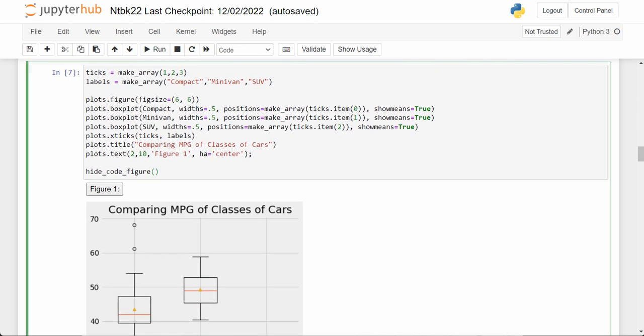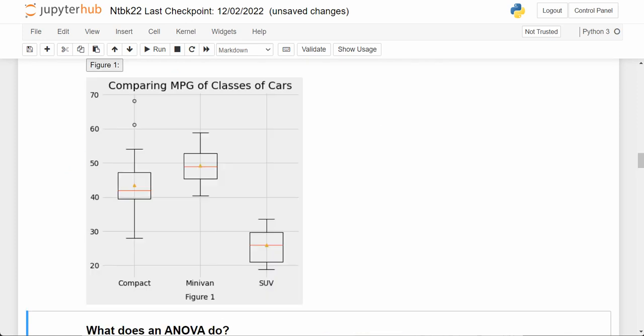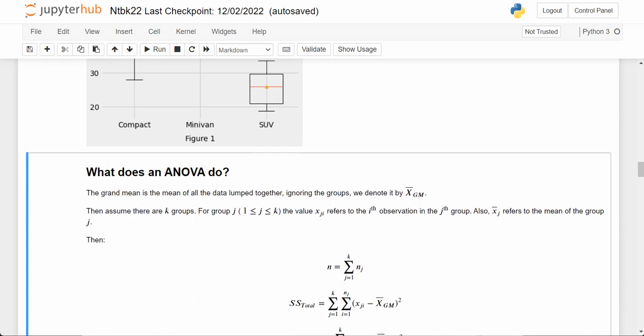Okay. And this is a box plot showing what's going on here. Right, so we didn't find a difference between the first two, between compact and minivan, but we did find a significant difference between the SUVs and the other two groups.